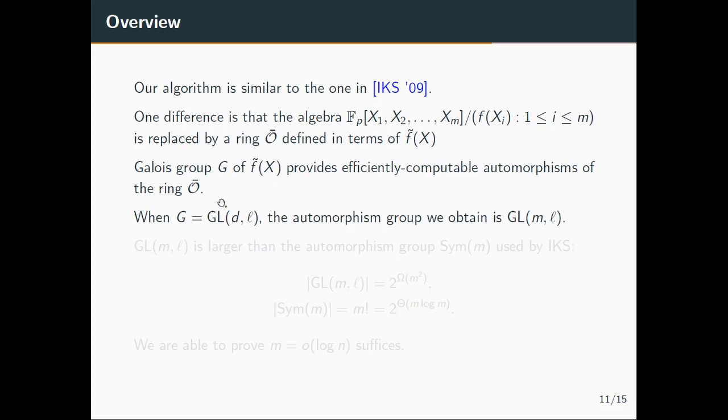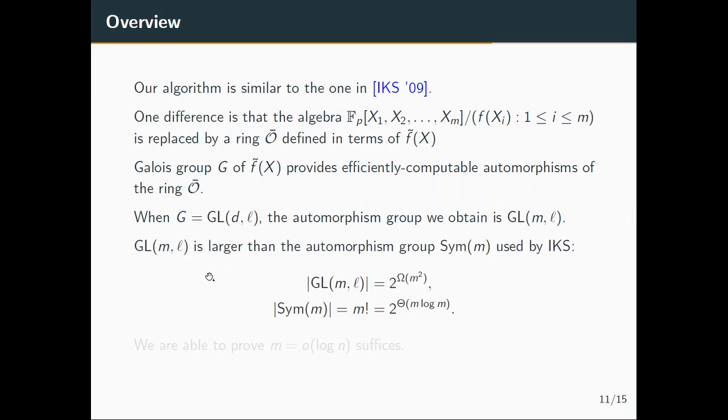In this talk, we focus on the case that the Galois group is a linear Galois group. For simplicity, let's assume it's the full linear Galois group, the general linear group. Then it can be shown that the automorphism group we obtain is a general linear group of rank m over a finite field, where m is the number of layers of the recursion tree associated with the recursive algorithm. We observe that our automorphism group is larger than the one used by IKS because the order of our group is at least 2 to the Omega(m squared). On the other hand, IKS uses the symmetric group of degree m. Its order is m factorial, which is 2 to the Theta(m log m).